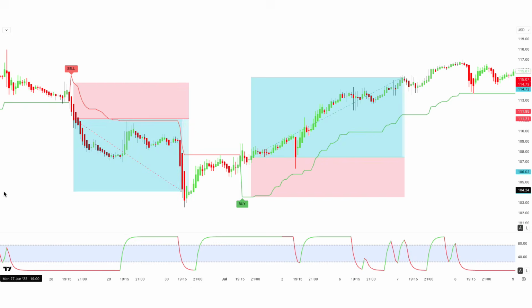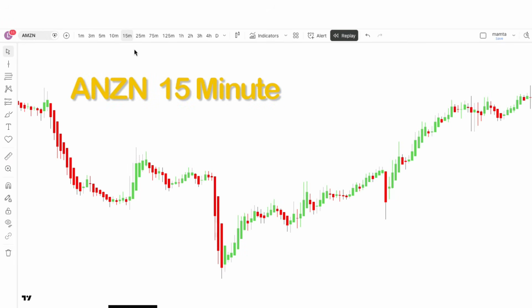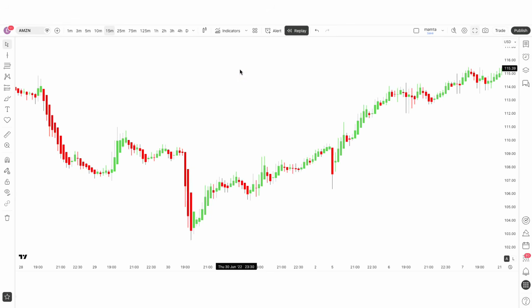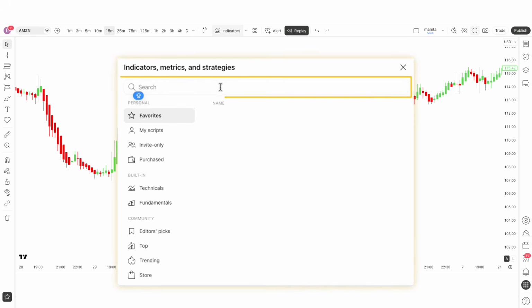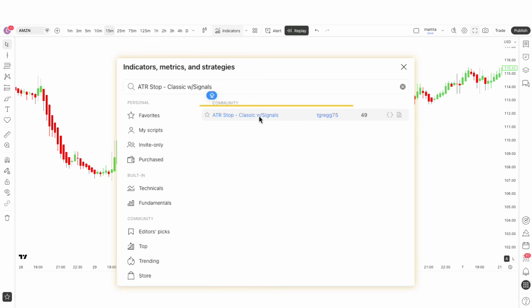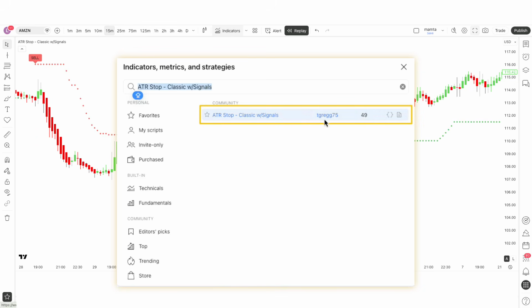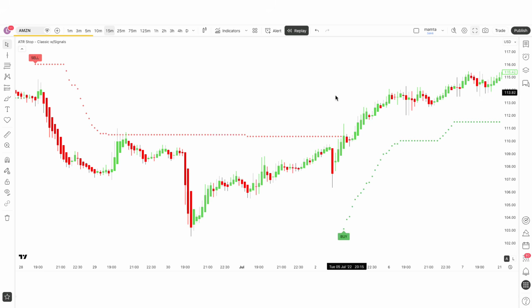Let's get into the charts. We open the AMZN 15-minute chart. And don't sweat the time frame either. Next, you'll want to find those magic indicators. Head over to the Indicators tab and search for the ATR Stop Classic W chart signals. Select the indicator made by TG Reg 75 and add it to the chart.